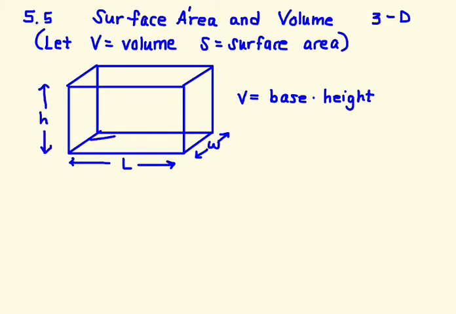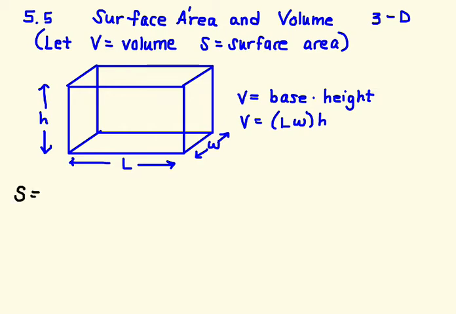So the base, this is actually the base down here. That's the bottom of the box, okay? So when we think about the base, it is the bottom. So that means that the volume is equal to the base, and the base is length times width, and then times height. So it's length times width times height. That makes sense, right? So I'll use a different color for surface area. So S is the surface area.